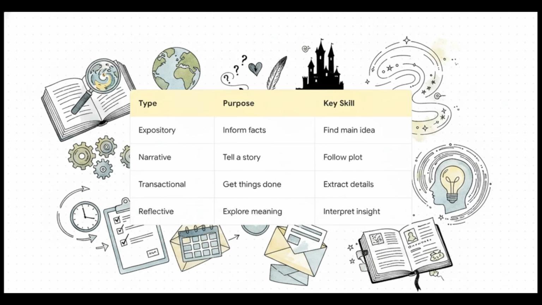Third, transactional texts, like a school notice or an application form. The purpose here is to get something done in real life, so you just need to extract actionable details, like a date or time. Finally, reflective texts, like a personal diary entry. Here, the goal is exploring personal meaning, meaning the reader's key skill is interpreting the writer's deep, introspective insight.